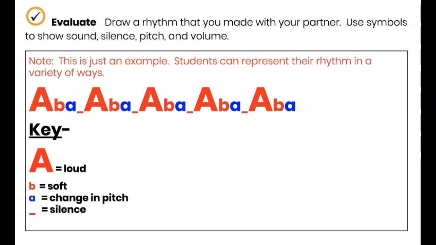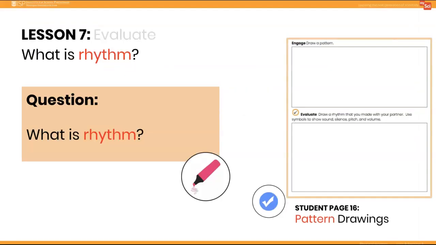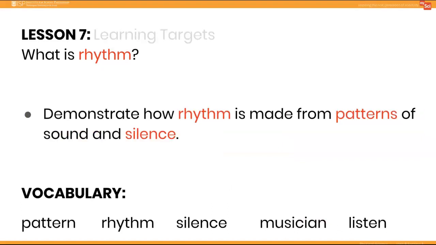To close the lesson, remind students that they're still going to be putting on a show with light and sound and ask them how this idea of rhythm, pitch, and volume can help them communicate during their play with shadow puppets. By the end of this lesson, students will have answered the question, what is rhythm? And they will have demonstrated how rhythm is made from patterns of sound and silence.